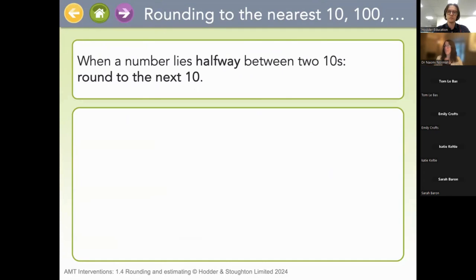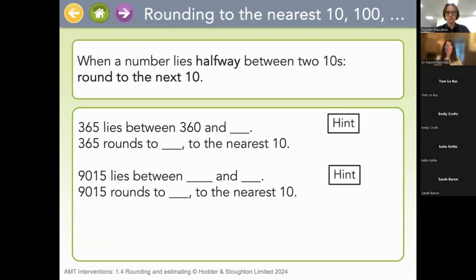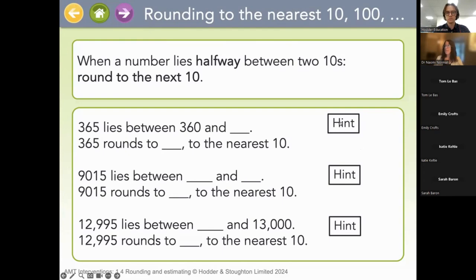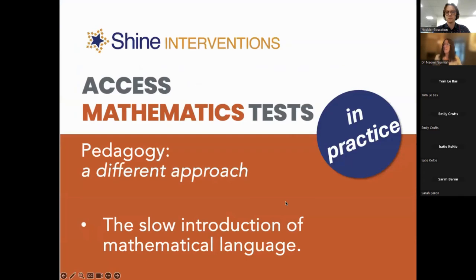So students work out the tens a number rounds to and round to the next 10. And you can see here, once again, we have the hints with the pictorial support. It is not until students repeat this same learning process for rounding to the nearest 10 and 100 that they're introduced to the language of rounding up and rounding down. And so this slow introduction of language is another deliberate pedagogical strategy that commonly occurs across the interventions.